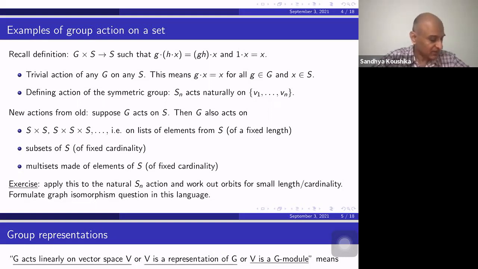The next one is the defining action of the symmetric group. In this case, Sn just acts naturally on any set of n elements.